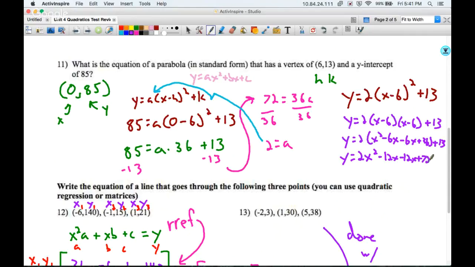That's a plus 72, plus 13, if you can't read it. And then we got to combine our like terms. Y equals 2x squared minus 24x plus 85. Final answer.